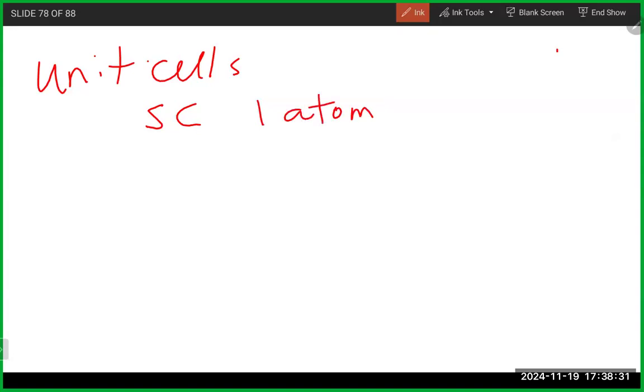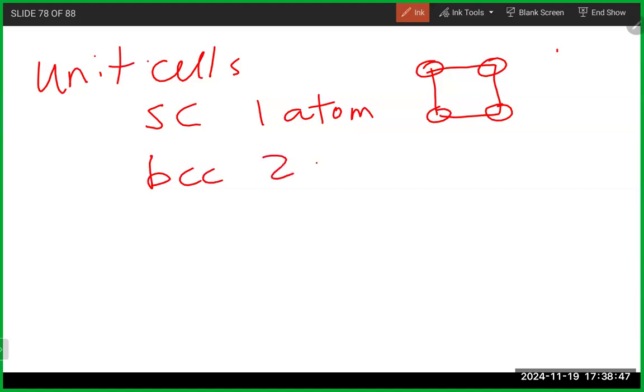And that one atom basically is in the corners of this cube. So in each of the corners, there's basically an eighth of an atom sandwiched there. And we also have body-centered cubic, and that has two total atoms in there. This one also has an eighth of an atom in each of the corners. And this is the one that has one entire atom in the center.